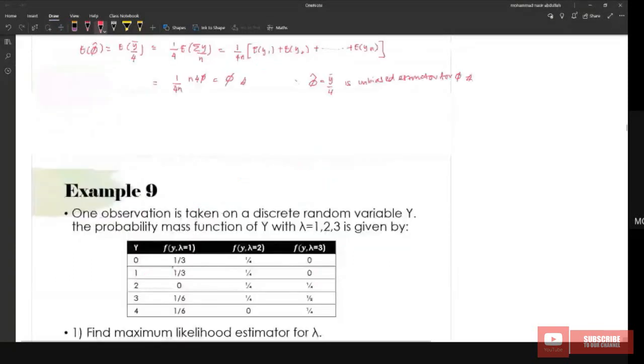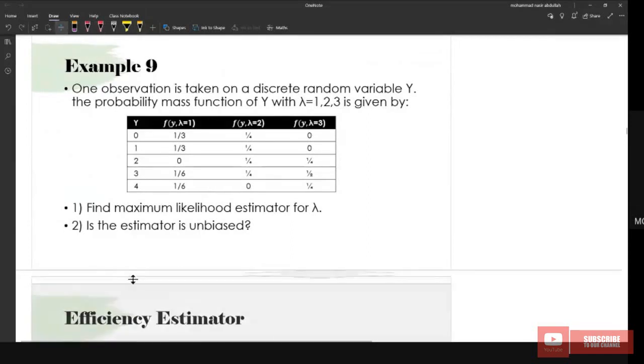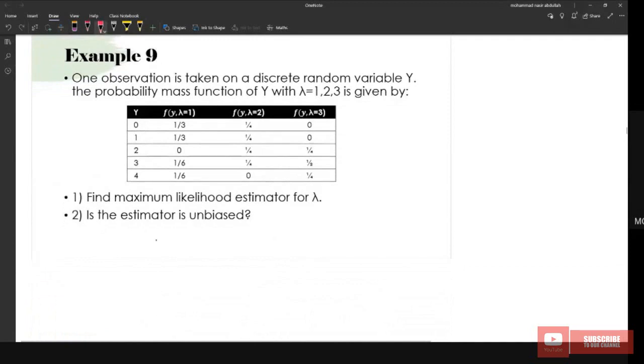Right, so now we move to example number 9. Now, example number 9 is a long question actually, but we can solve it easily. Now, one observation is taken on a discrete random variable y. The probability mass function of y, with lambda equal to 1, 2, and 3, is given by: when lambda is equal to 1, this is the probability value. When lambda is equal to 2, this is a probability value. When lambda is equal to 3, this is a probability value. So we want to find the maximum likelihood estimator for lambda, right?